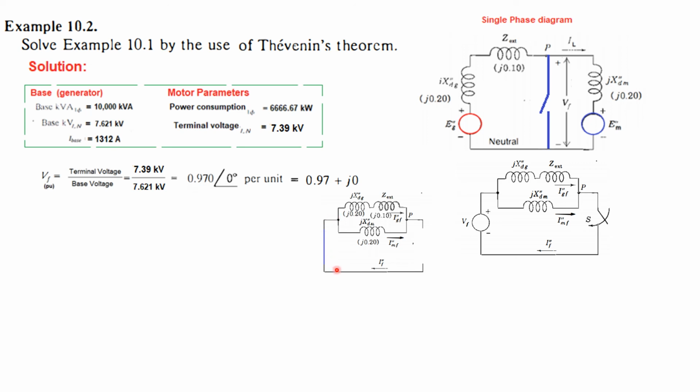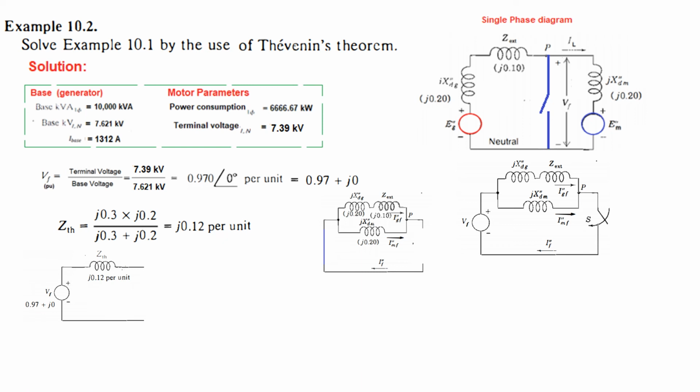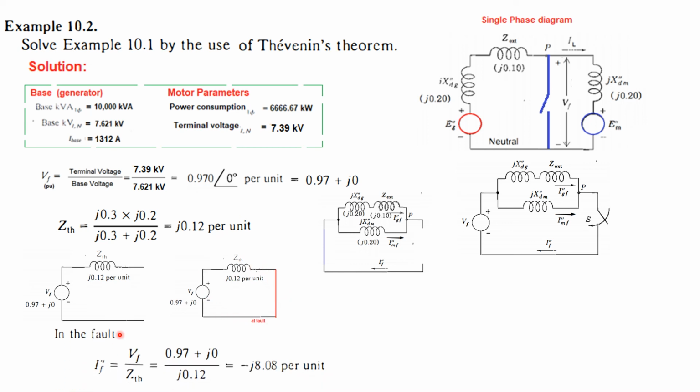We have now shorted this to find Z Thevenin. So Z Thevenin is the parallel of these two. Now we are incorporating the values. So Z Thevenin is J0.12 per unit. So this is our Thevenin equivalent. We have the voltage and we have the impedance in per units. So the fault current through this is just voltage divided by impedance, Vf divided by impedance. So the fault current is J8.08 per unit, which is the same that we found in example 10.1.